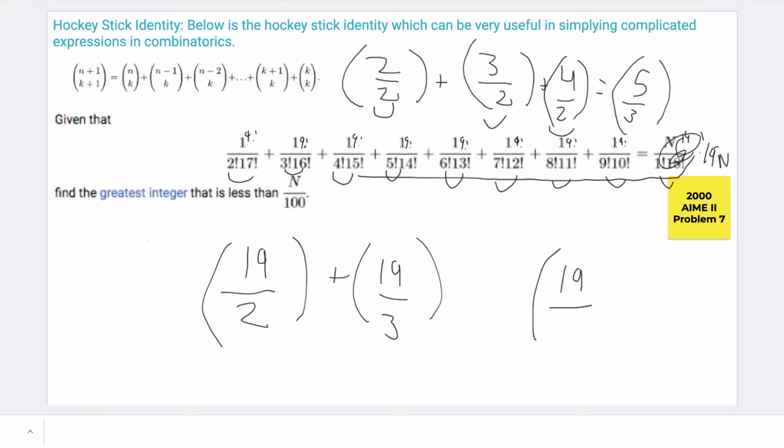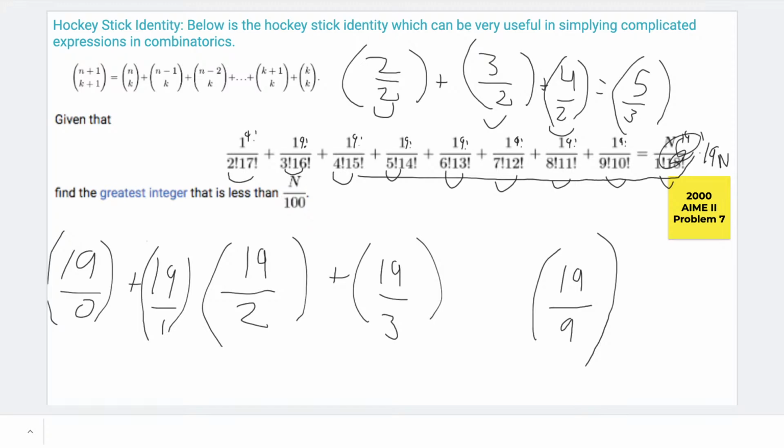Now the trick here is to realize that the sum of 19 choose 0 plus 19 choose 1, all the way to the end, is actually half the sum, because this term equals 19 choose 19 and this term equals 19 choose 18, and then this term equals 19 choose 10. By symmetry, if we find the sum of 19 choose 0 all the way to 19 choose 19 and divide that by 2, we'll have the sum of this enormously large number.